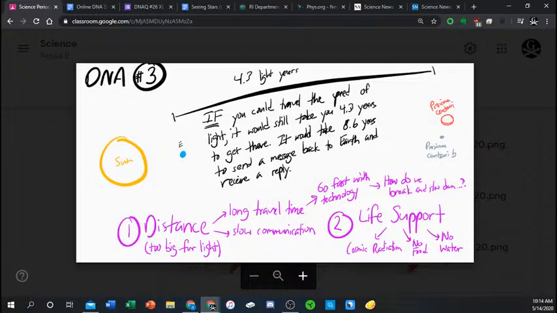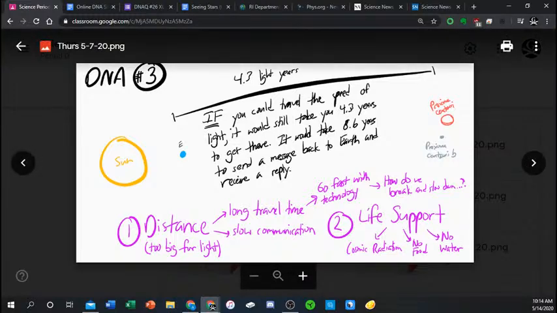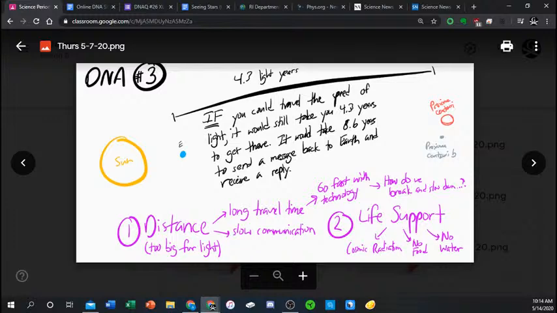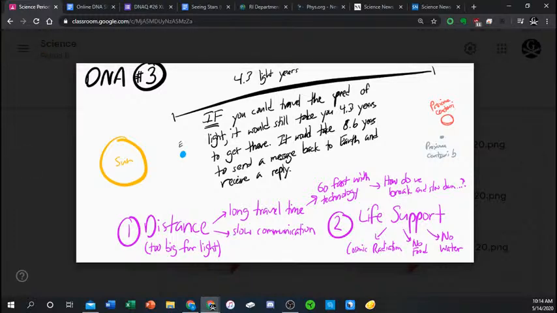Alright? In addition, once you get to Proxima Centauri B, Proxima B, to send a message back to Earth, it would take another 4.3 years. So it would take 8.6 years to send a message back and forth. Now that's much longer than it used to take for even letters to get sent back and forth. All right, before the internet, even in the Middle Ages. All right, even if you could write. All right, so large lag in communication, large lag in travel.